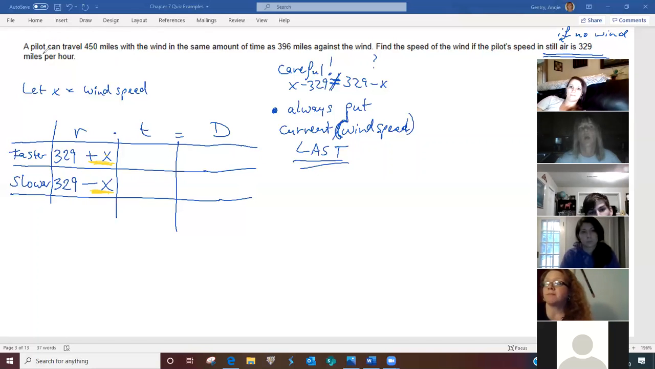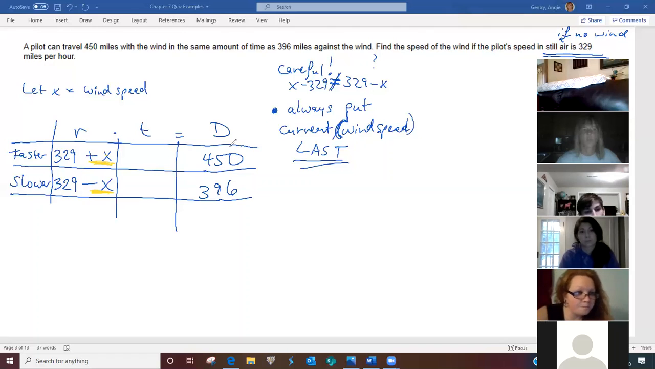But what do I know? I'm traveling 450 miles with the wind. So 450 goes here. And don't put M's or anything in there like your miles and stuff. Do you see how I can do 396 miles against the wind? So 396 goes here. Do we all agree the slower airplane flies 396, the faster airplane 450? Because people switch these around. I'm like, you gotta make some sense. That this makes sense to me.